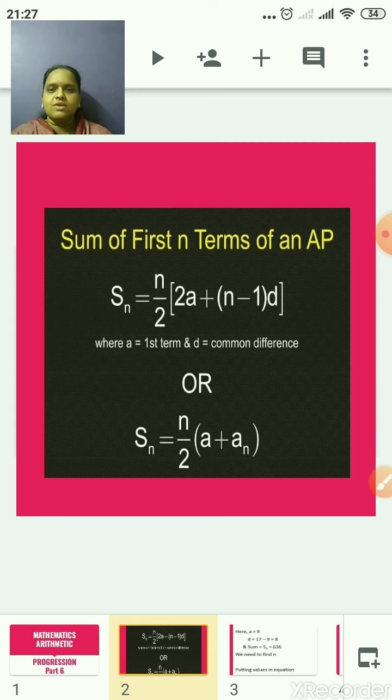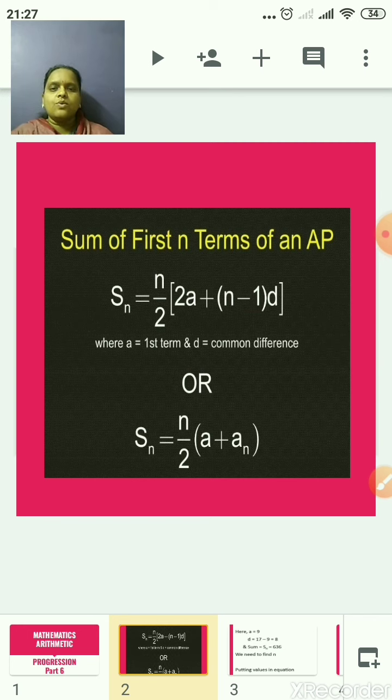There are two formulas. The first one is Sn equal to n by 2 in the bracket 2a plus n minus 1 into d. Here again I will repeat, the brackets are very important. The d is multiplied to n minus 1 only, and the whole 2a plus n minus 1 into d, the whole bracket, is multiplied to the n by 2. Is it clear? Okay, let us continue with the second formula.